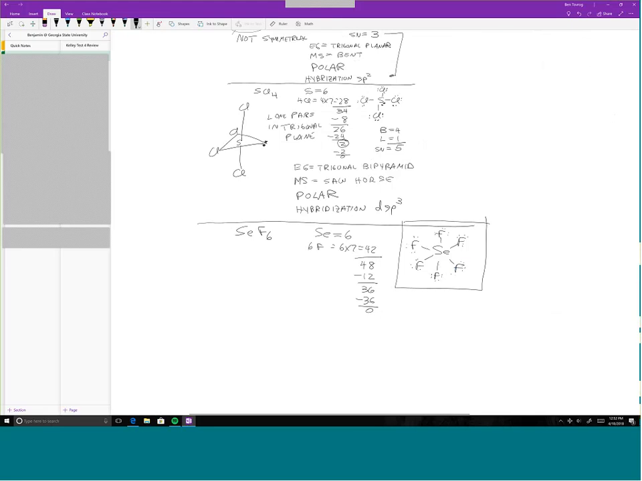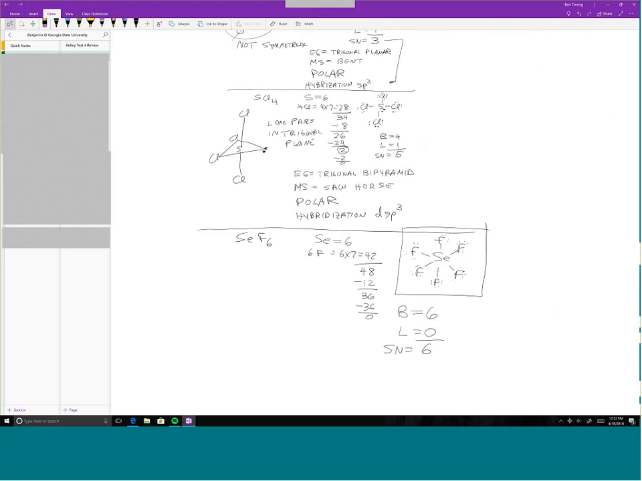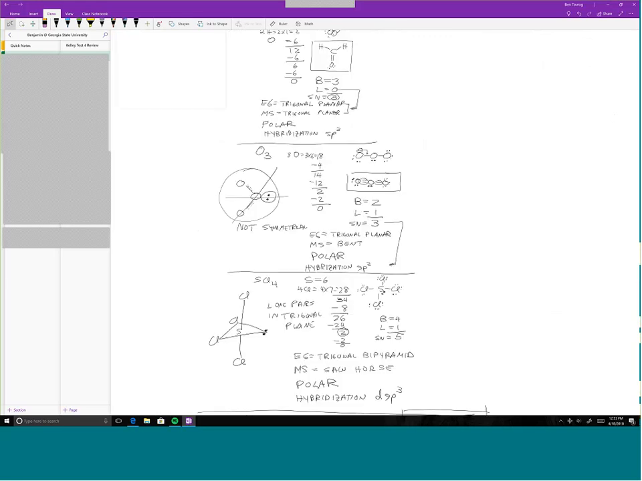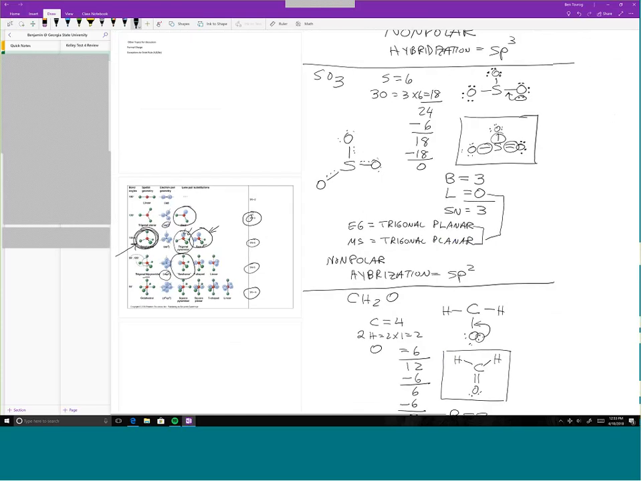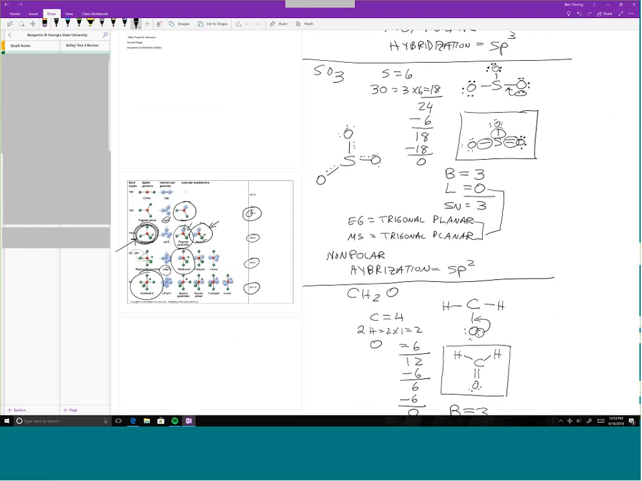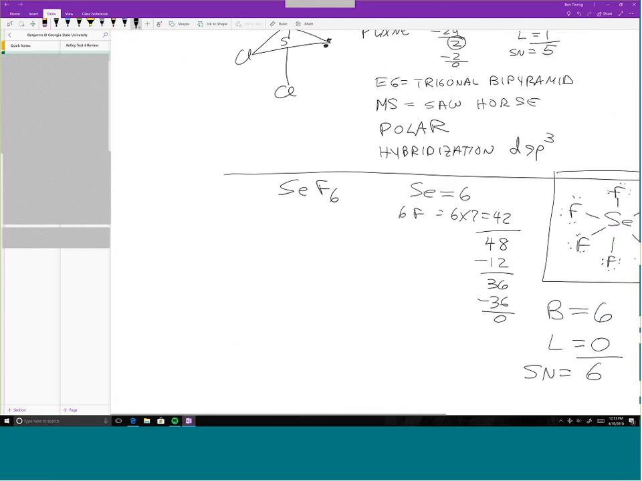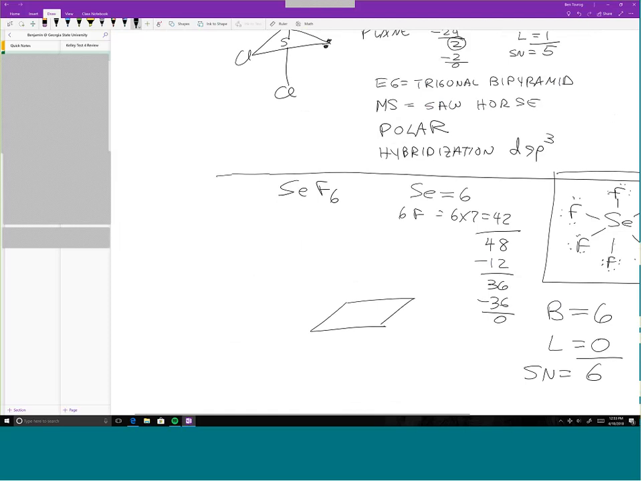Okay, bonding number 6. From the 6 fluorines bonded into the selenium, lone pairs on the selenium are 0. So our steric number is 6. So this is something different. And let's look at our chart. What do we have for that situation? This is octahedron. So it is a square plane with, again, a north pole and a south pole.